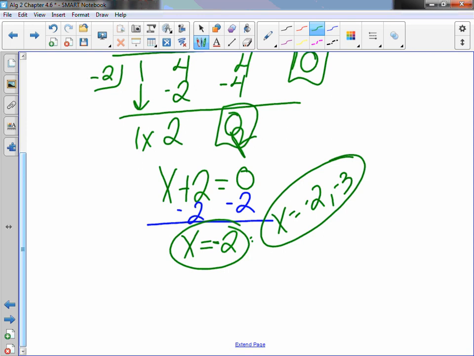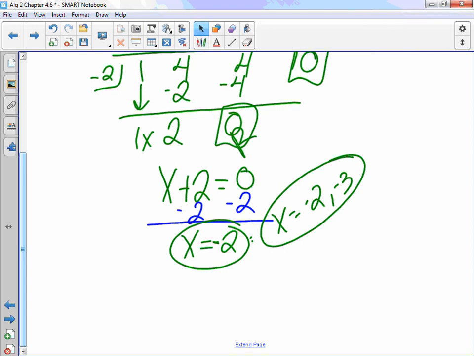So did the graphing calculator really give us all 3 for this one here? Well, yeah. We just had to be able to interpret that negative 2 showed up twice. Any questions on this here?